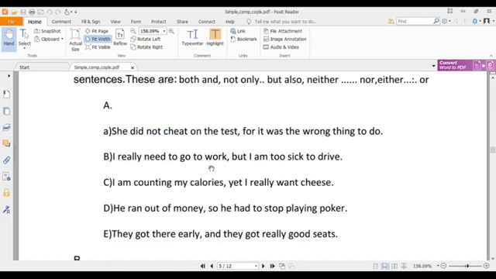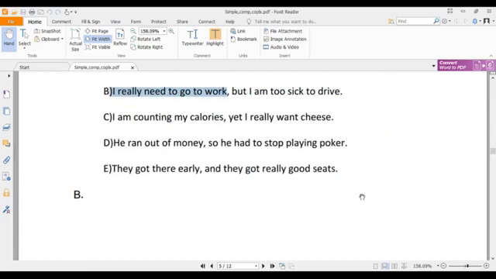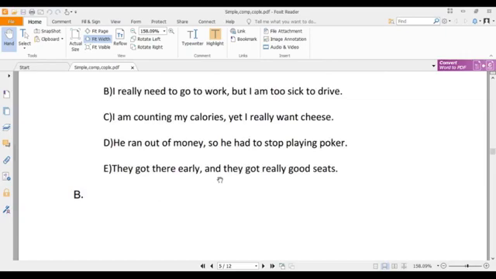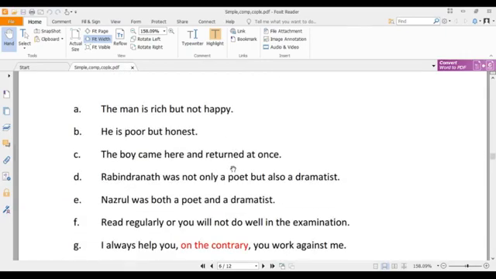I really need to go to work, but I am too sick to drive. I must go to work, but I do not have the physical condition to drive, I am very sick. This part is one principal clause and this is also a principal clause, both are principal clauses. And C, D, E, the other sentences are compound sentences because the conjunction is used in the sentence.